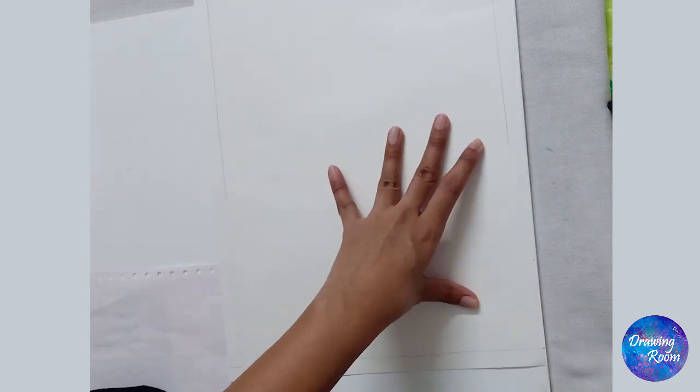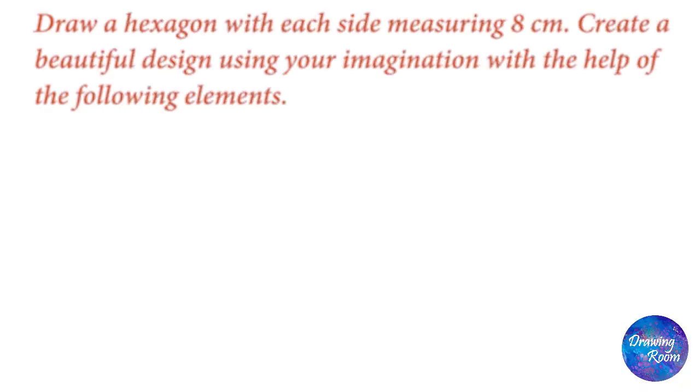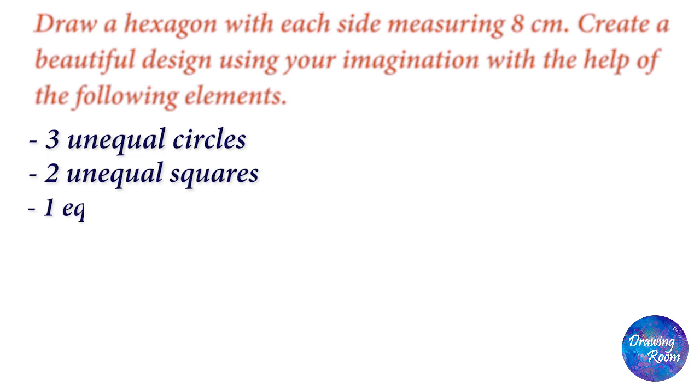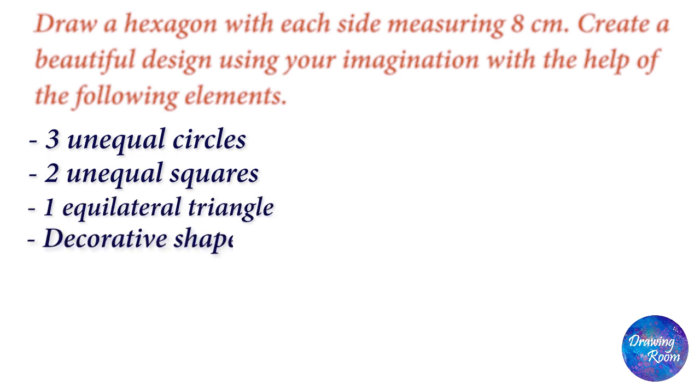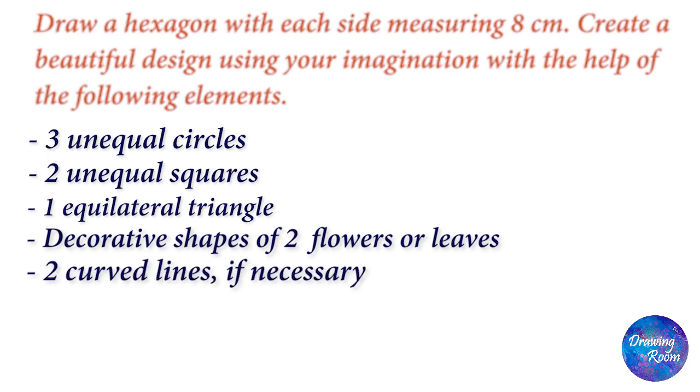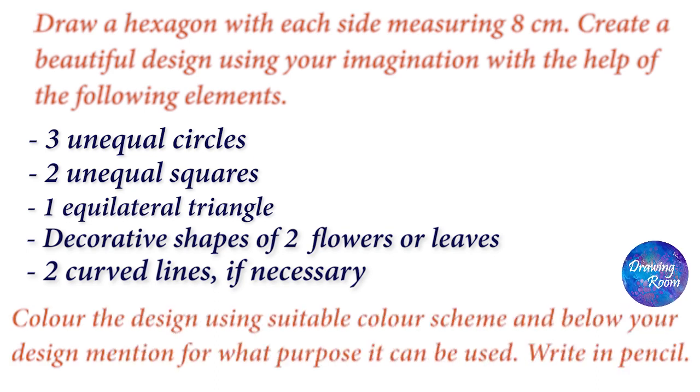Now, let's read a question paper. What does the question say? Draw a hexagon with each side measuring 8 cm. Create a beautiful design using your imagination with the help of the following elements: 3 unequal circles, 2 unequal squares, 1 equilateral triangle, decorative shapes of 2 flowers or leaves, 2 curved lines if necessary. Color the design using suitable color scheme and below your design, mention for what purpose it can be used.